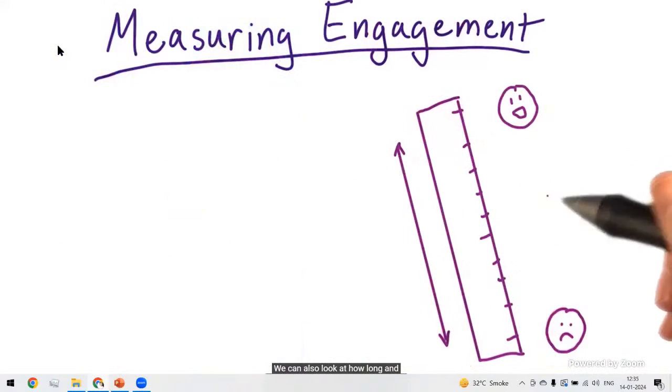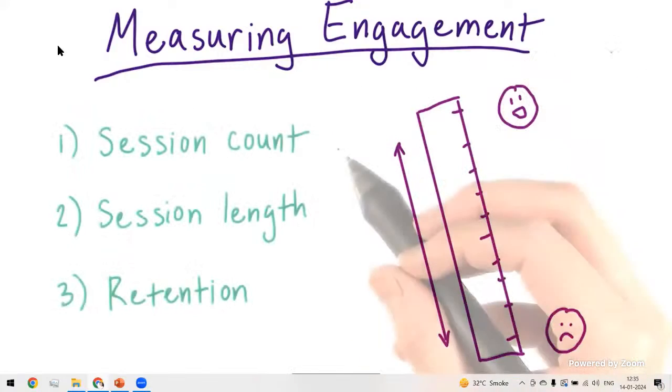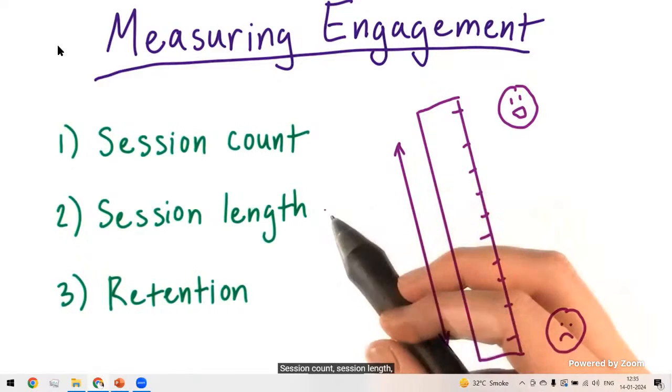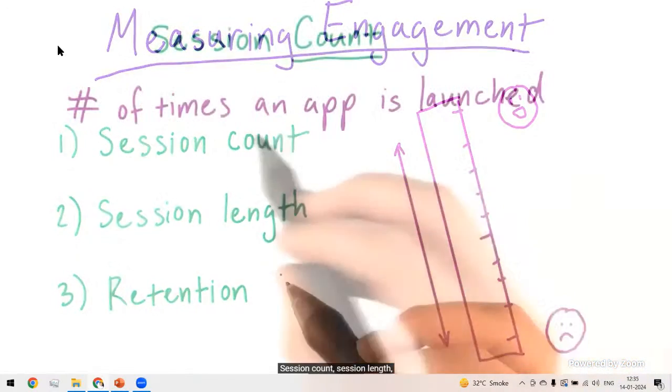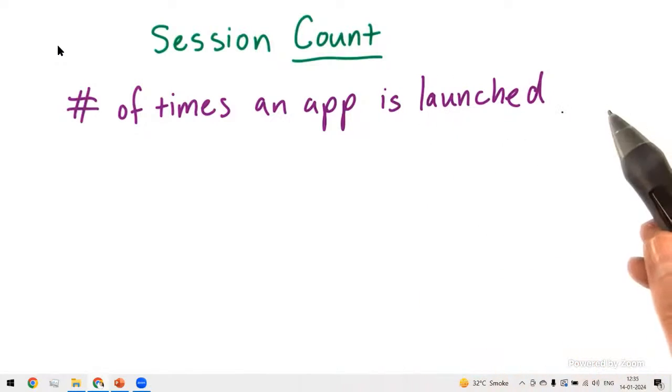We can also look at how long and how often players use our game and measure engagement. Here are some terms we use to measure it: session count, session length, and retention. Session count is the number of times an app is launched.